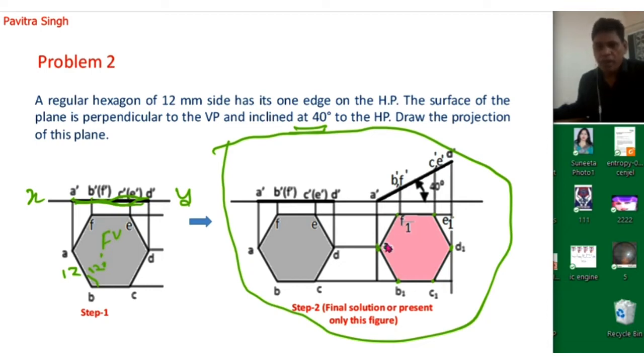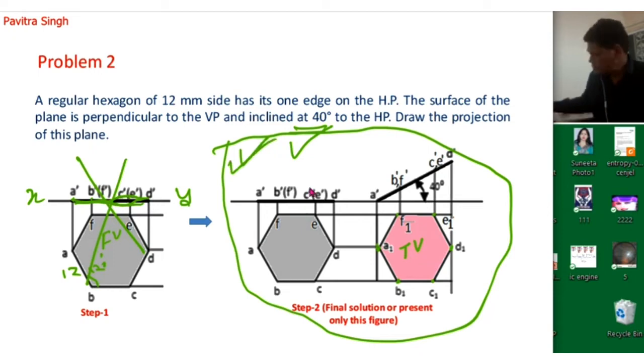So now we have six points A1, B1, C1, D1, E1, F1. So this is actually the top view of this plane, which is inclined 40 degrees with the horizontal plane. So this is the final answer of this problem. You need not draw this figure, because I have drawn it partly, step by step. So this is your complete answer.